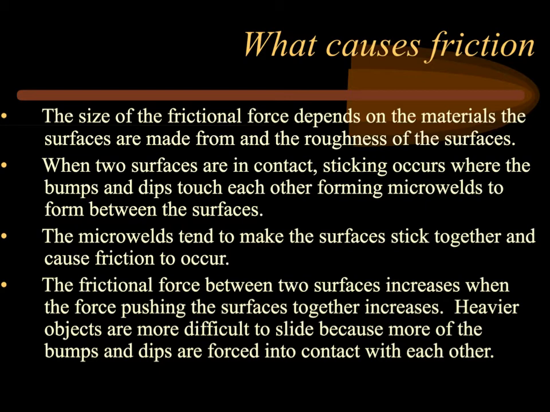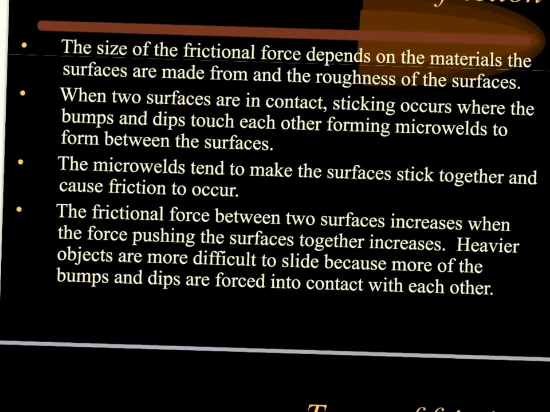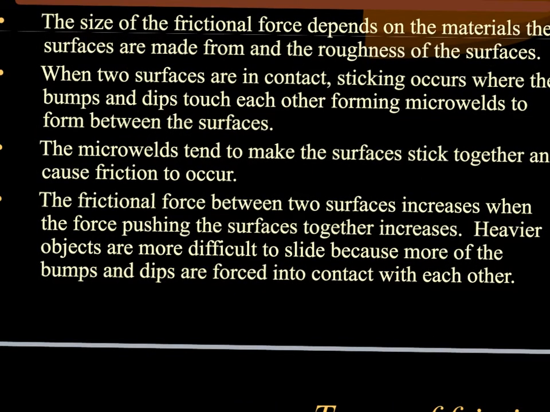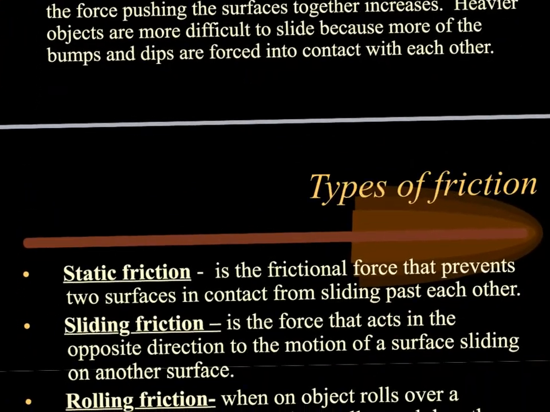But basically, for the frictional force, microwelds form between the two surfaces. They stick together, causing friction, because no surfaces are completely perfect. They have little grooves and bumps and dips, and so when they come into contact, that makes it difficult. And then it says the friction force between the two surfaces increases when the force pushing the surfaces together increases. That means heavier objects are going to create more friction between the surfaces. They're going to be harder to move.